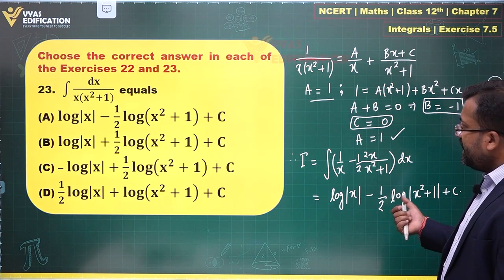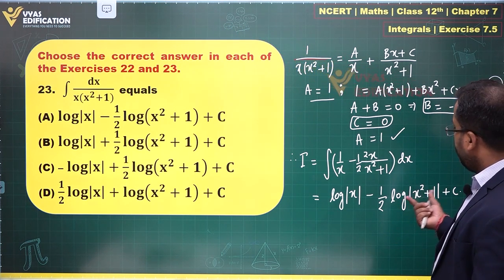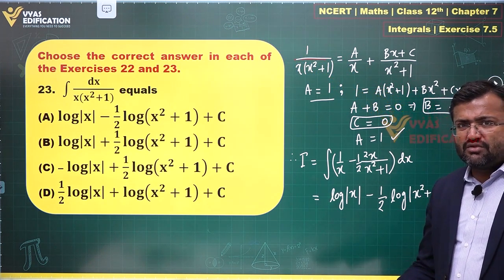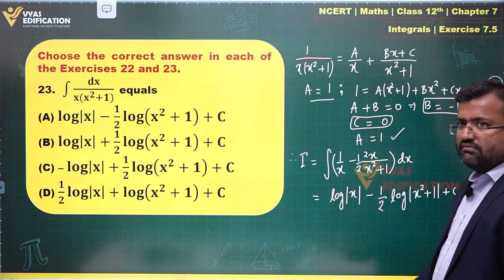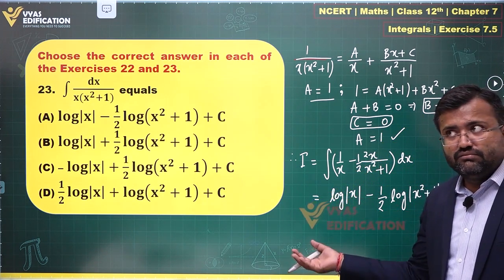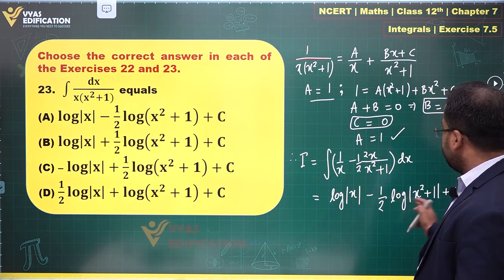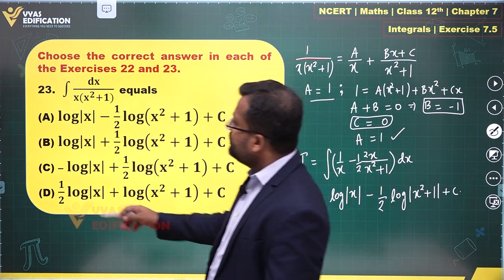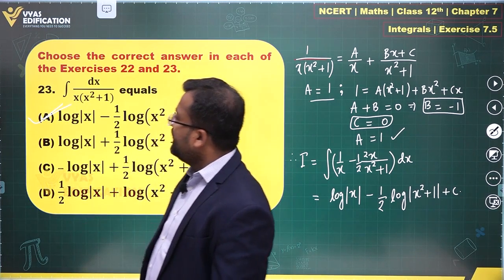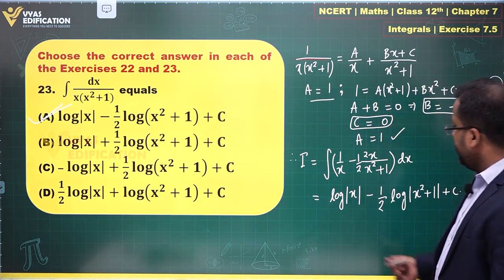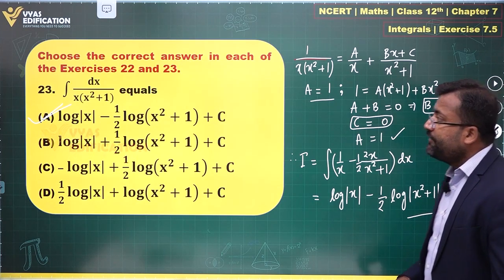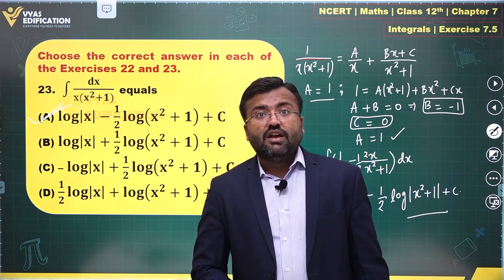And then you have minus half log of x square plus 1. The modulus of x square plus 1 is the same as x square plus 1 because x square plus 1 is a quantity greater than 0, right? So this becomes minus half. So the correct answer for this particular question is option A. That is the correct answer for this 23rd question, as you can see over here.